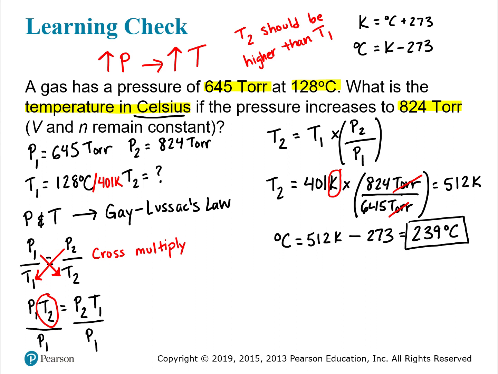So there is our final answer, 239 degrees Celsius. Last check. We said T2 should be higher than T1. T1 is 128 degrees Celsius. T2 is 239 degrees Celsius. So it's definitely higher. That checks out, so it means our math is probably right.